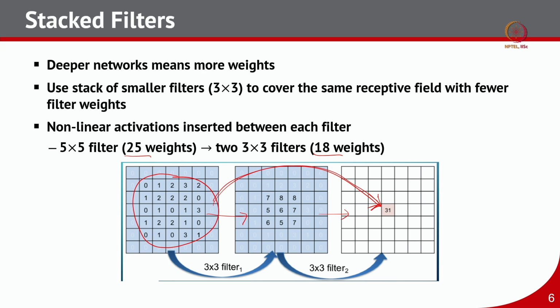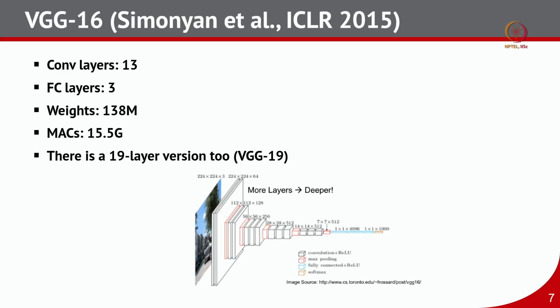Of course, during training, the weights of these 3 by 3 filters as well as the 5 by 5 filter will be trained differently. But the bottom line is that VGG16 had many layers, 13 layers, 138 million weights, 15.5 billion MACs, and all those things. The bottom line is they use stacked filters. Since they have more layers, we now have deeper CNNs. Deeper CNNs of course contributed to more accuracy on the ImageNet dataset.